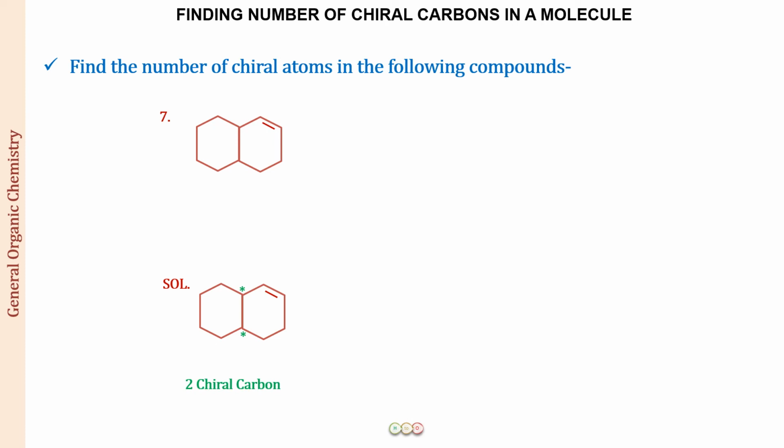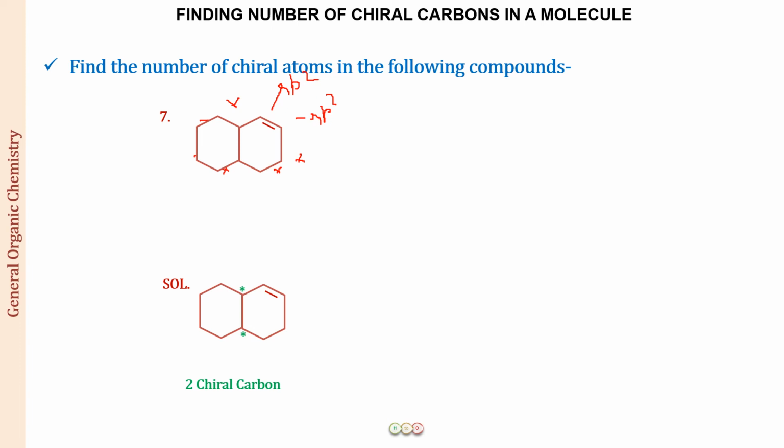So now coming up to question number 7, what you can see is that one of the rings has a double bond. So a double bond means that this carbon is going to be sp2 hybridized. This one is also sp2 hybridized, right? This one is a CH2, this one is a CH2, this one is a CH2, this one is a CH2, this one is a CH2, this one is also a CH2. So these cannot be chiral carbons.